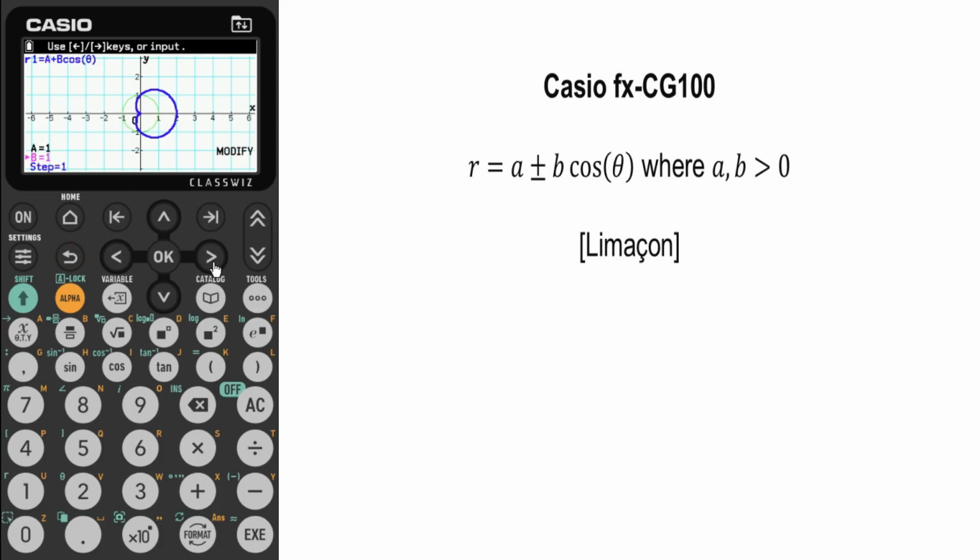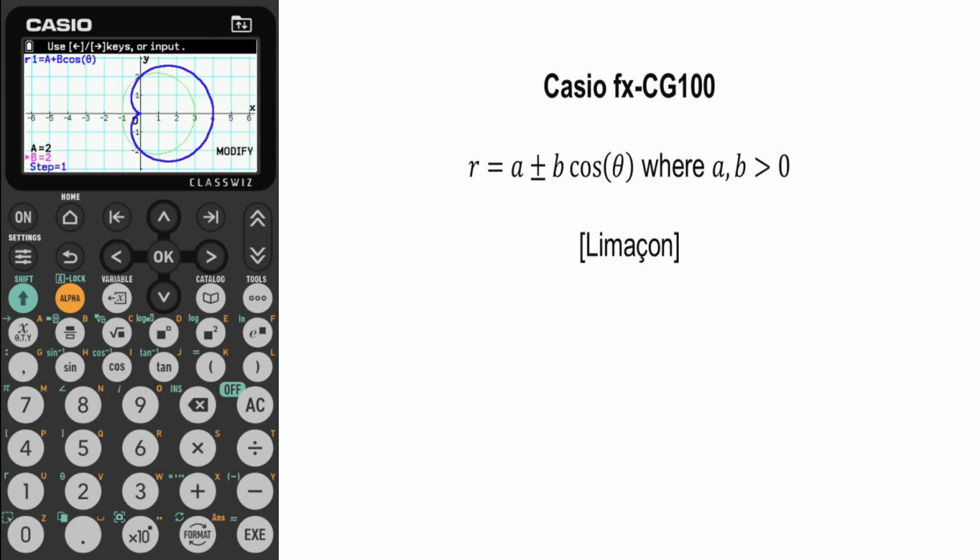Now, in the case where b is greater than a, such as what we see here, you can see we've got a limacon with a loop. What would happen if a is equal to b? For example, a equals 2, b equals 2. Well, here we've got a cardioid, and notice the distance from the y-axis to this point here is twice a, and the distance from the x-axis to here is a.